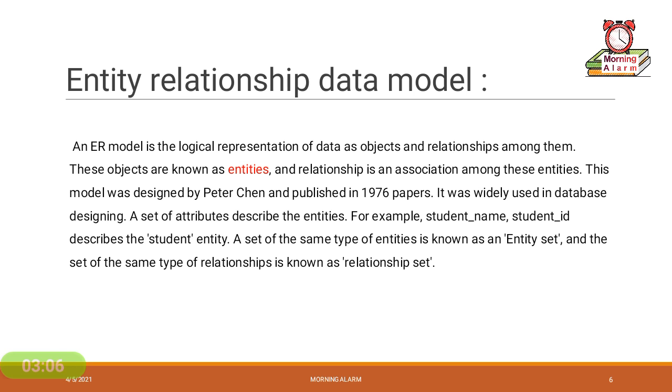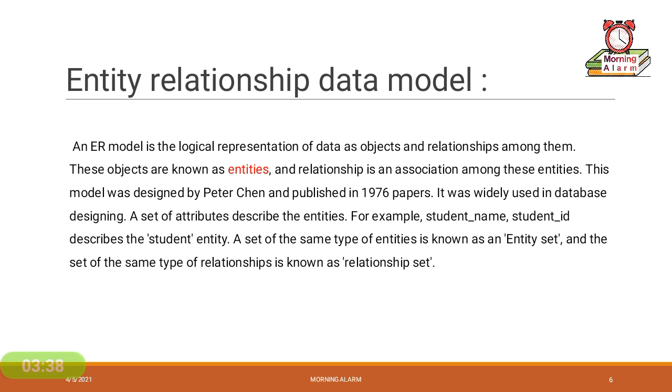This model was designed by Peter Chen and published in a 1976 paper. It was widely used in database designing. A set of attributes describes the entities. For example, student name and student ID describe the student entity. So we can say that some attributes represent some entity. Here the student name and the student ID describe the entity student. A set of same type of entities is known as the entity set, and the set of the same type of relationships is known as the relationship set.